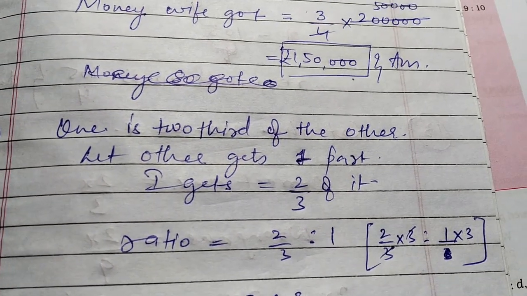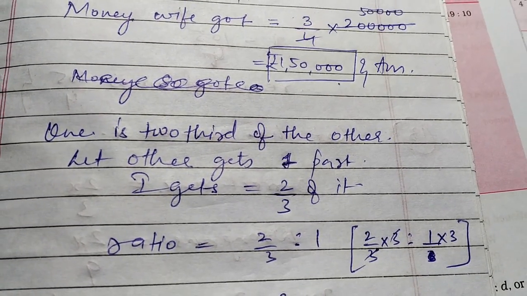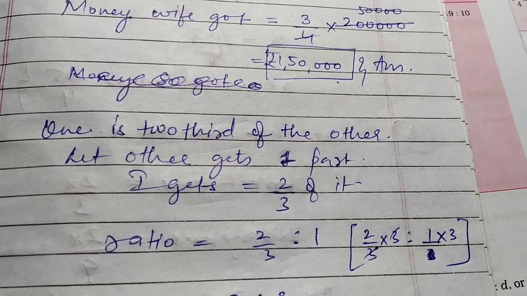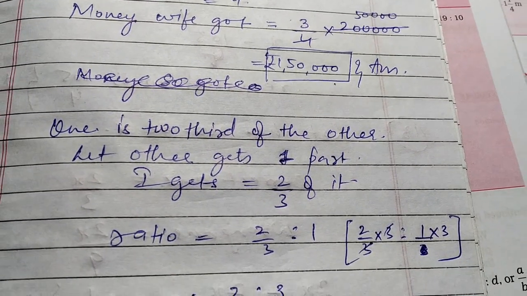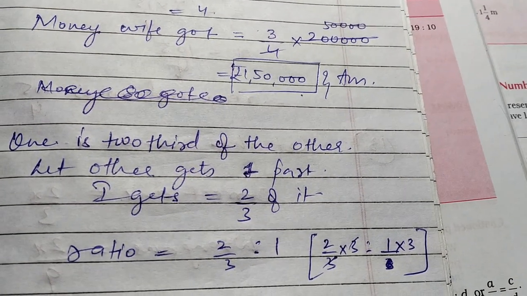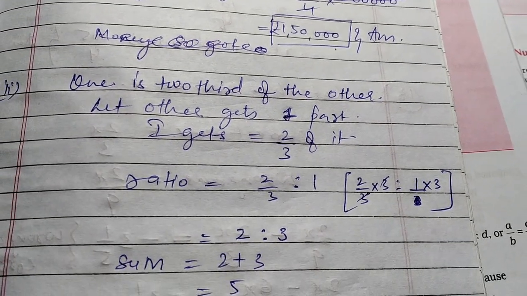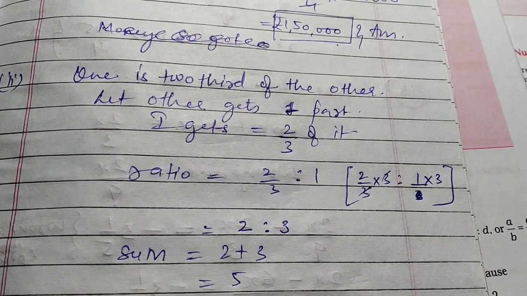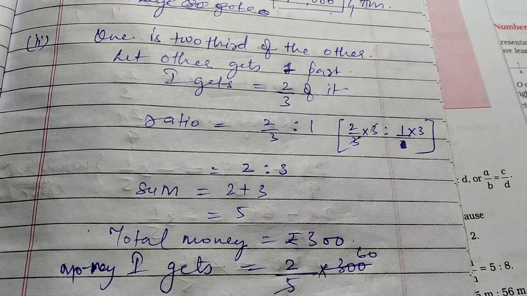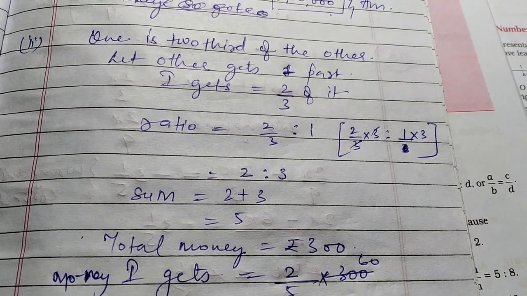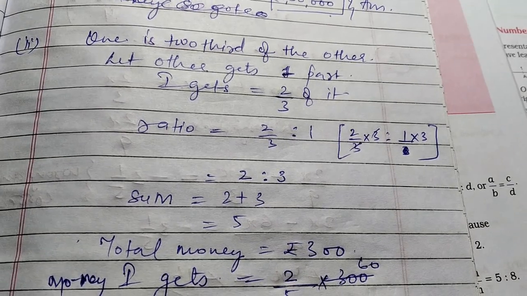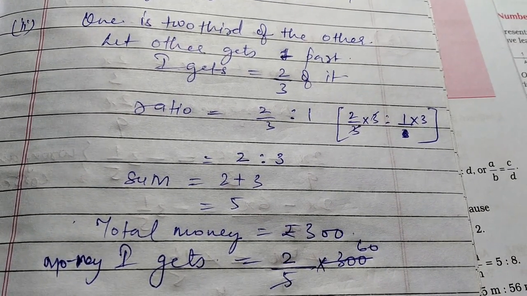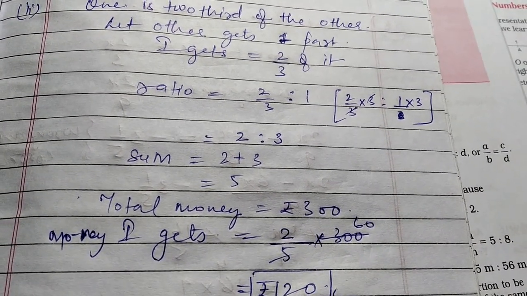So your ratio has come 2/3:1. Now this is not a simple ratio. You can see a denominator there. So multiply each by the denominator. The simple ratio now you will get, that is 2:3. And then do the sum of it and divide rupees 300, that is the total money given, into 2 parts. The first part will be 2/5 into 300, that is 120.